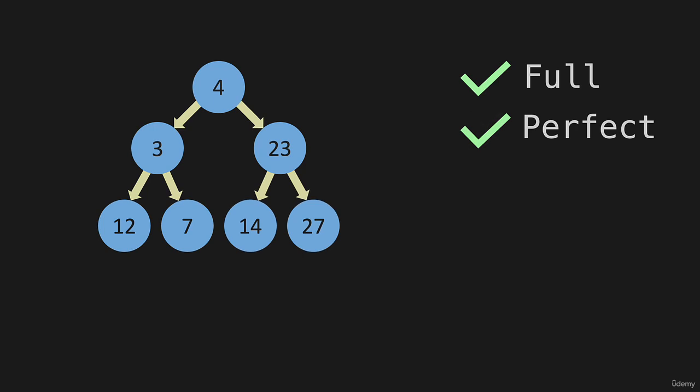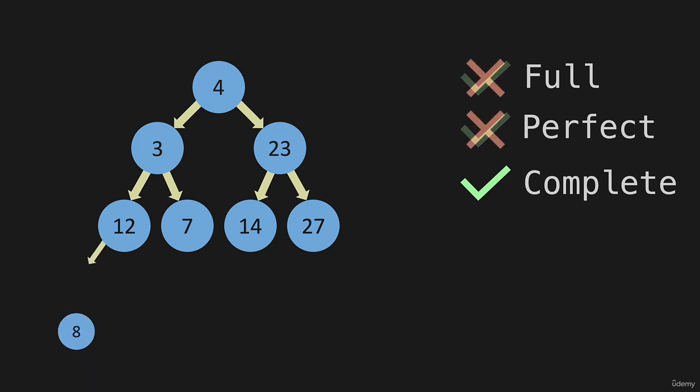So a perfect tree is also something else. It is complete. So with a complete tree, you are filling the tree from left to right with no gaps. So if we add a node down here, it is still complete because we are filling the tree from left to right. But it is no longer full, and it is no longer perfect.